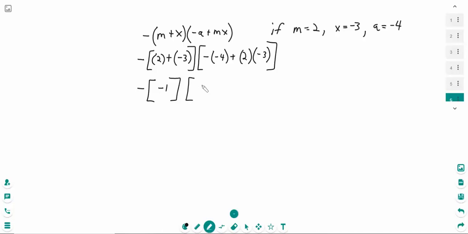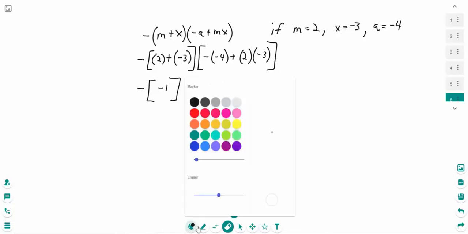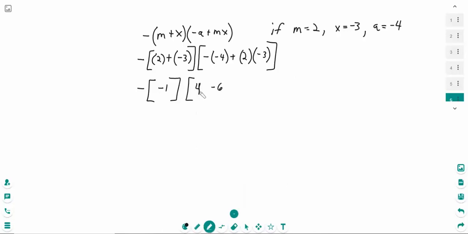The second set of brackets, I've got a negative 4, which is going to convert to a positive 4, plus, now here I have multiplication. I've got 2 times a negative 3. So what's 2 times a negative 3? It's a negative 6. So it's going to be plus a negative 6, which again is just going to turn into 4 minus 6, right? 4 minus 6 bracket.